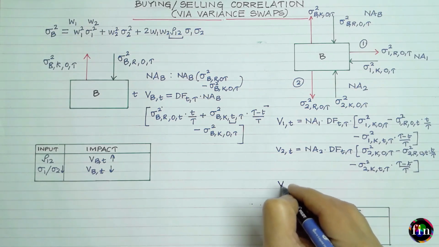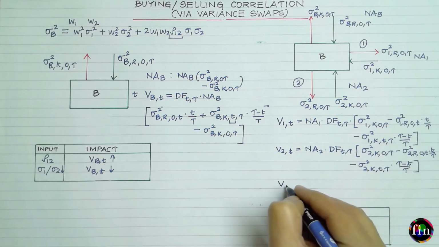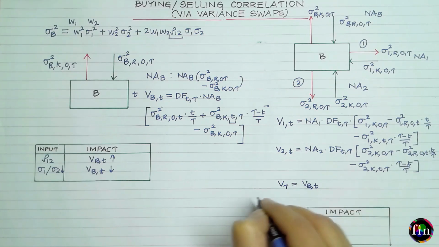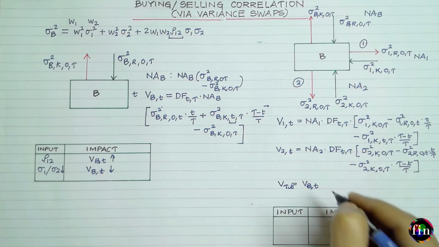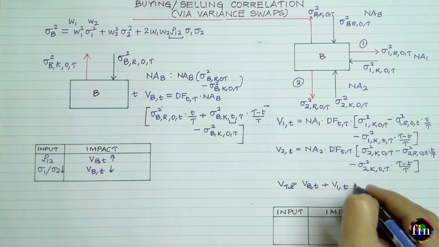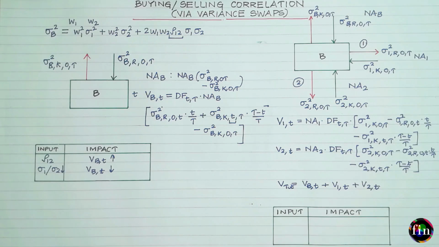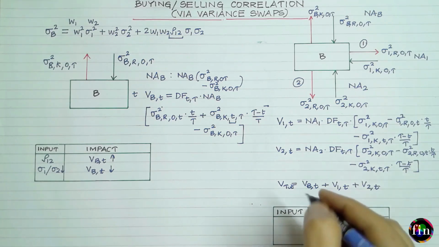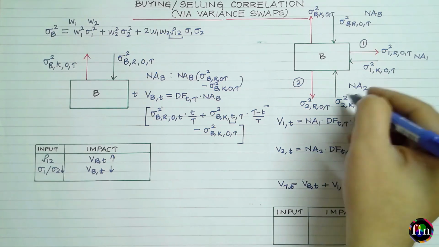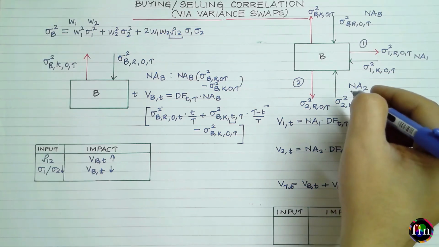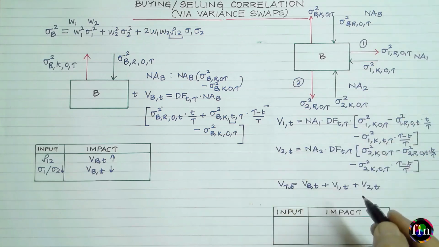We have a bunch of 3 trades, and let me write down the total value now. Let's write it as V total. It will be VBT, this trade, plus V1T, this trade, plus V2T, this trade. Now I had told you that we need to size these trades in some way, NA1 and NA2. We need to compute our variance notionals for trade 1 and for trade 2.